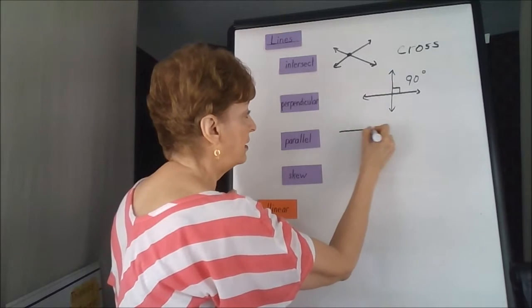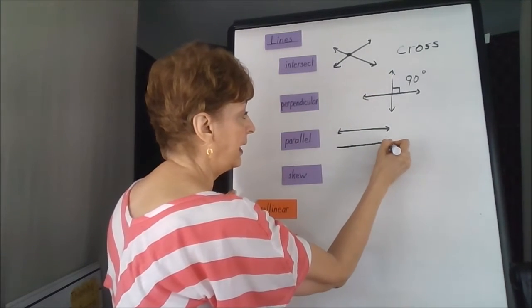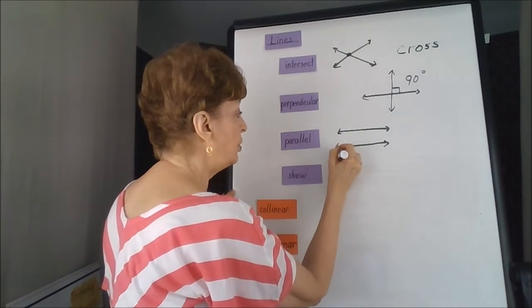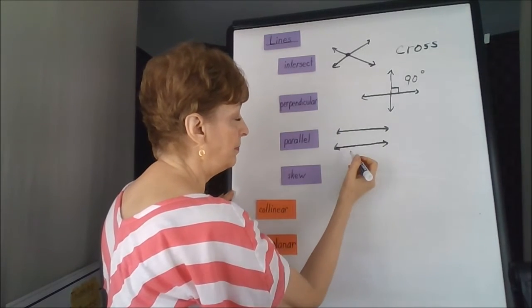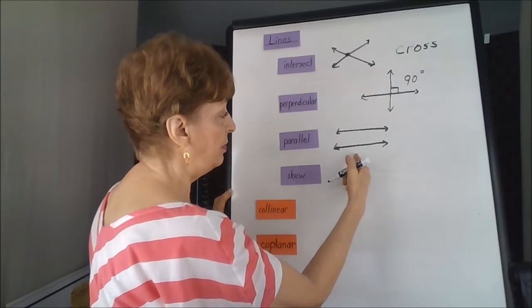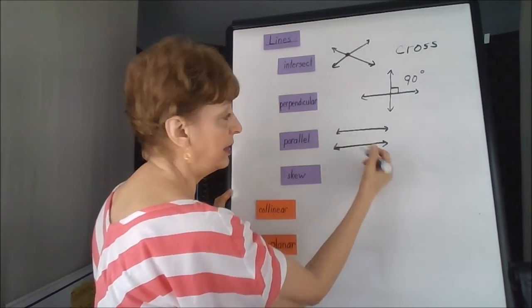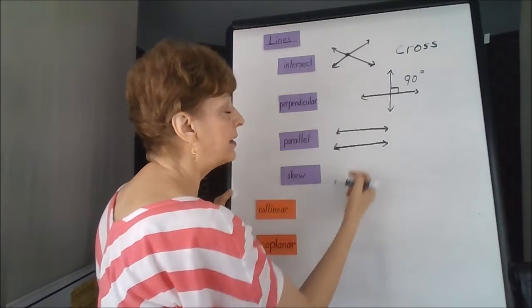Parallel lines never cross, but they are on the same plane, which means the same flat surface. So if two roads are parallel, you'll have no intersections with those two roads. There would only be a way to get from this road to that one if you've had an intersection at some point and then turned onto the other road.